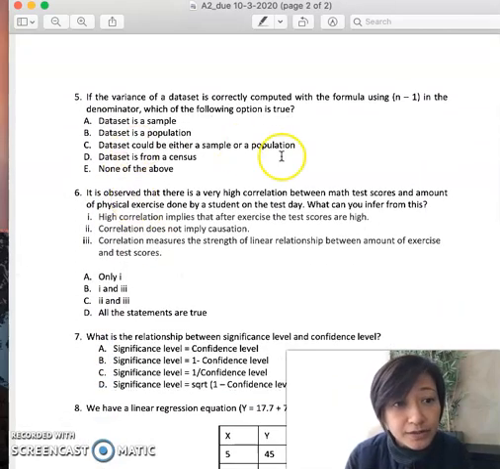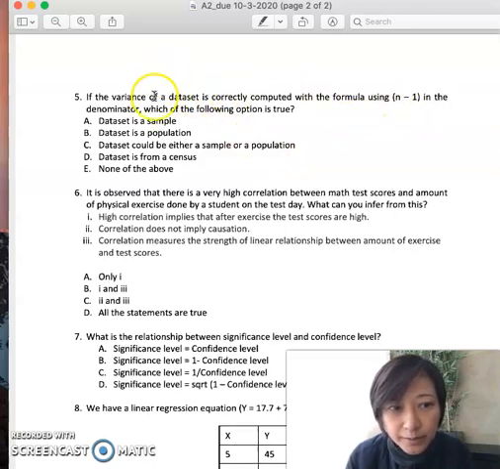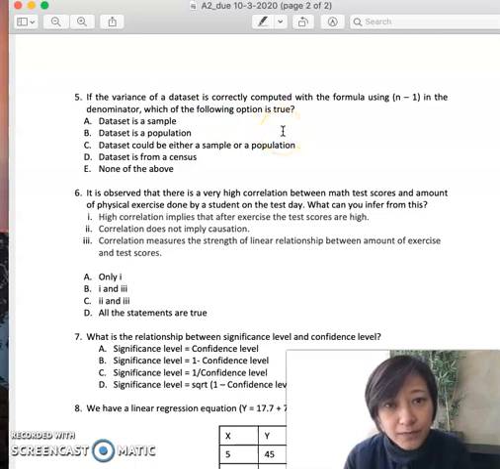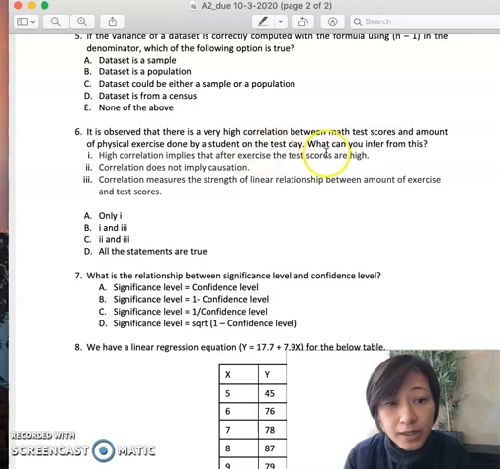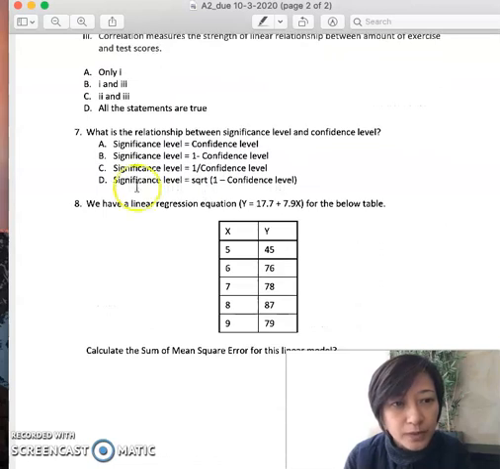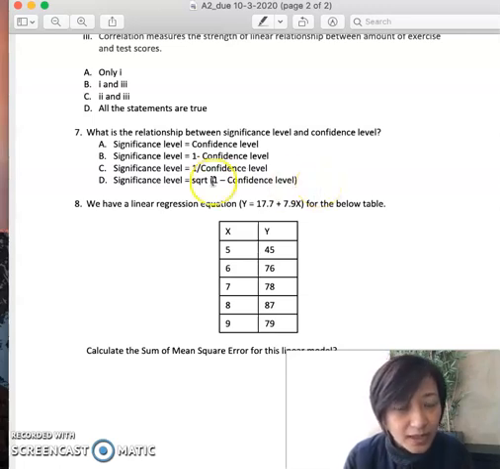Question 5, if the variance of the data set is calculated using the formula with n-1 in the denominator, which is true? Also in chapter 2 that we mentioned. 6, it is observed that there's a very high correlation between the math test score and the physical exercise done by a student. What can we conclude? 7, what is the relationship between the significance level and confidence level? This is something you need to work on. I haven't talked about that yet, but you should be able to know it.